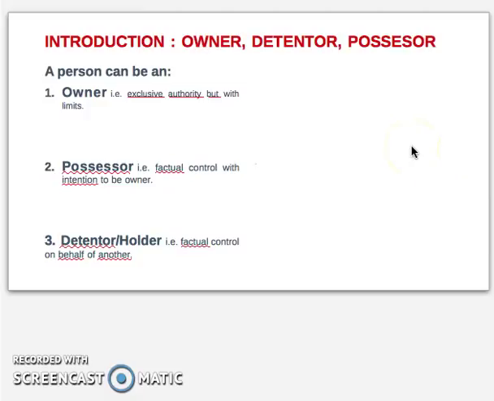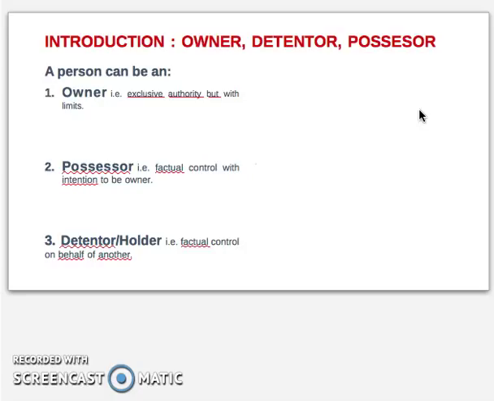So now that we know what property is, we're going to learn about what a person can be with regards to property. So the most obvious thing is that you can be the owner of a thing. So you can own property. For example, everyone owns a cell phone. You are considered the owner. What is an owner? An owner is a person who has exclusive rights and authority over a thing.